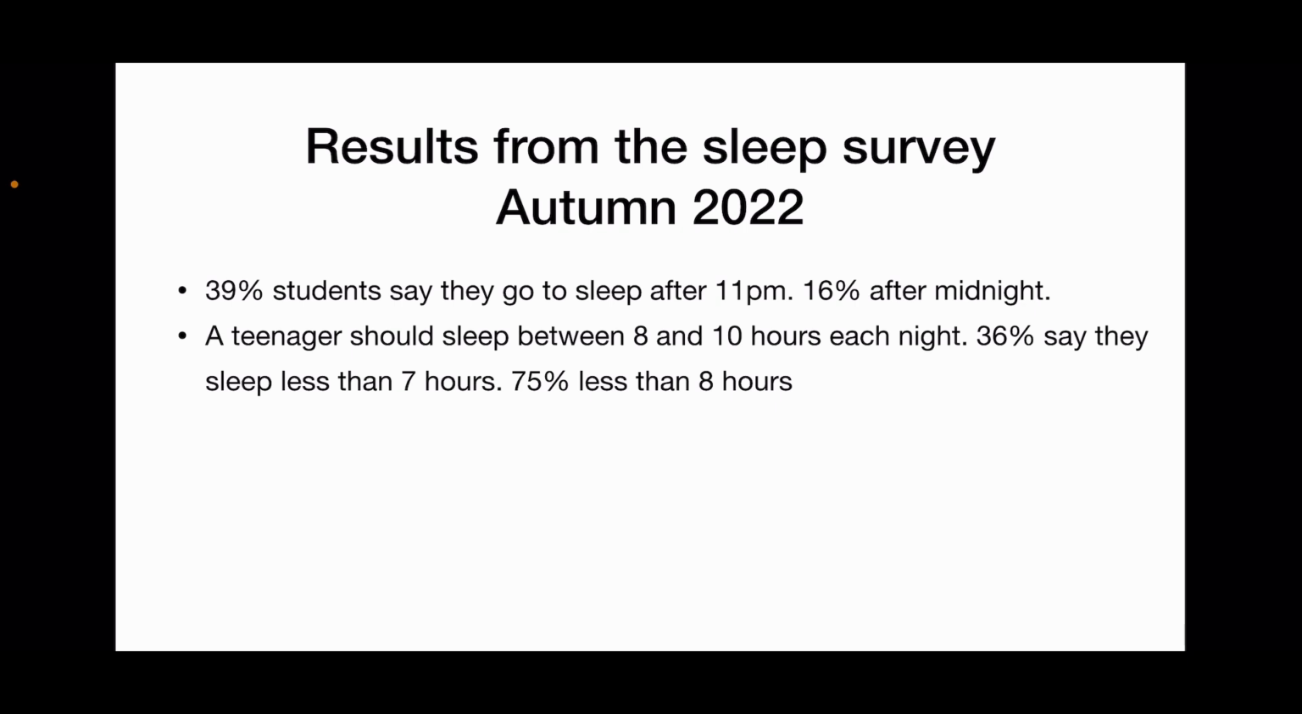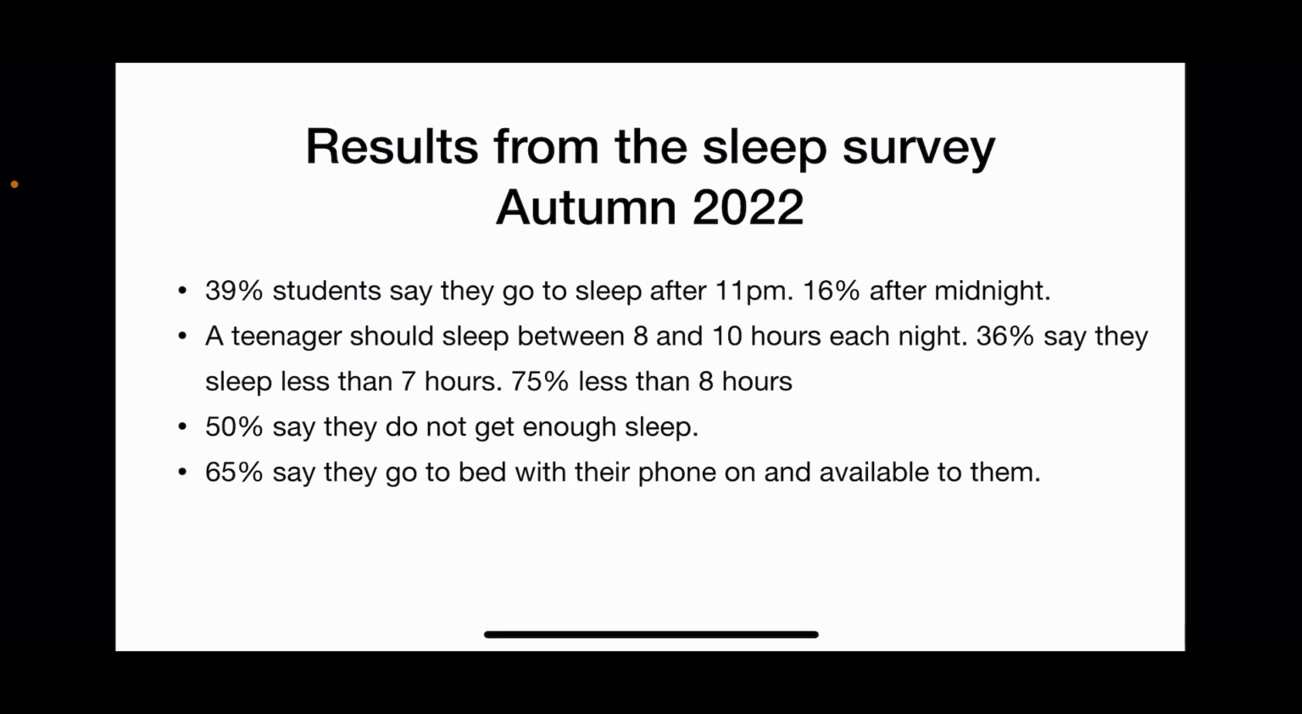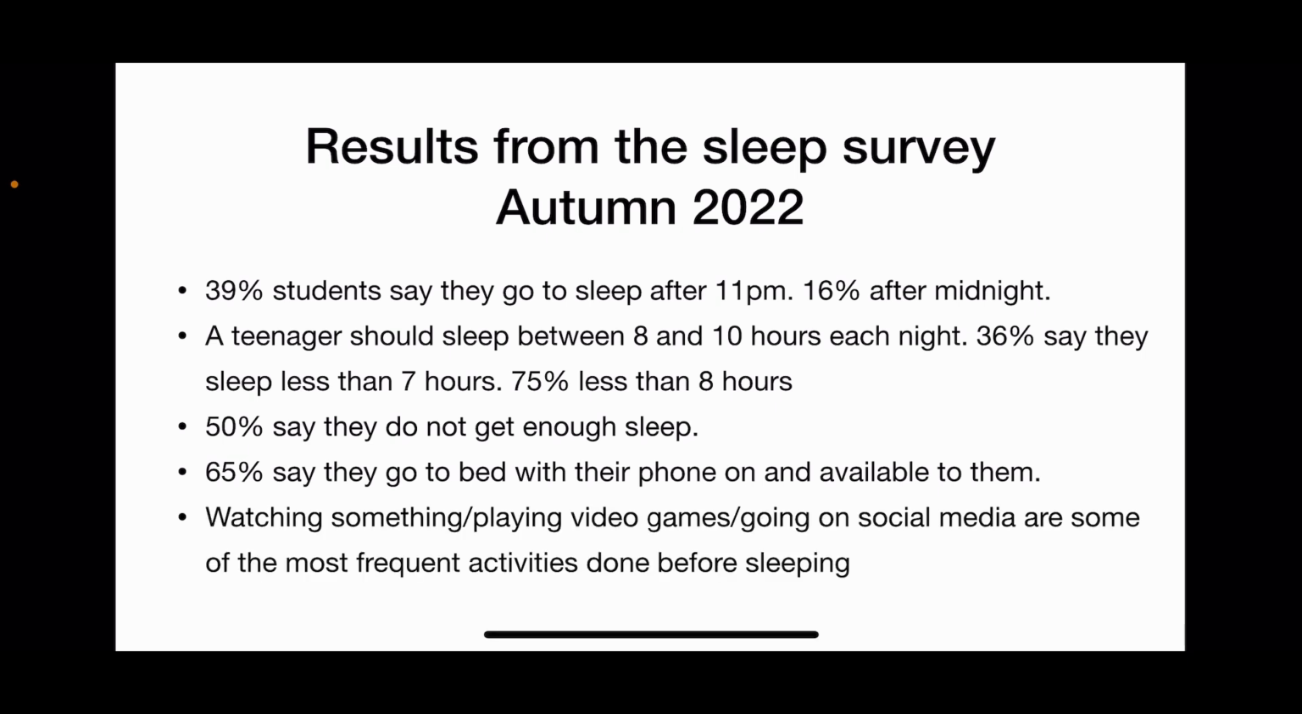As we said, a teenager should sleep between 8 and 10 hours each night. 36% say they sleep less than 7 hours and 75% less than 8 hours. 50% say they do not get enough sleep. 65% say they go to bed with their phone on and available to them. And they will be watching something, playing video games, going on social media, for example.